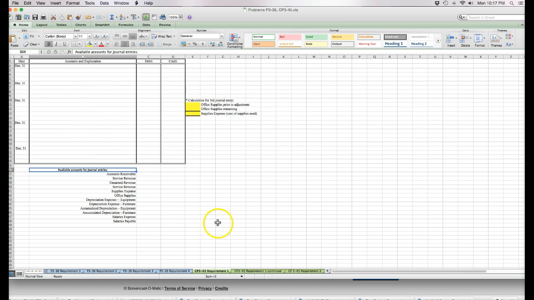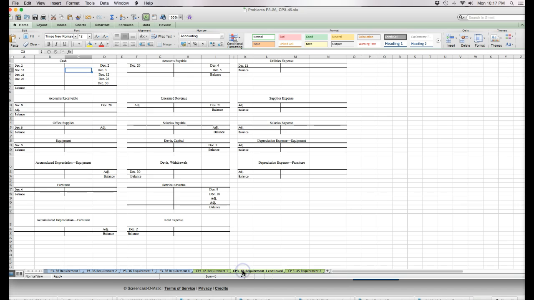After you've done your adjusting entries, you come over here to CP 3-45 requirement 1 continued, and you fill in the transactions in these T accounts. Now remember, this is a continuing problem. So you might say, well, where are we seeing all of these? December 2nd, 18th, 21st, 28th? Well, we get them from the previous week, because this is a continuing problem. So you need to refer to the previous week's T accounts to see what those entries are.